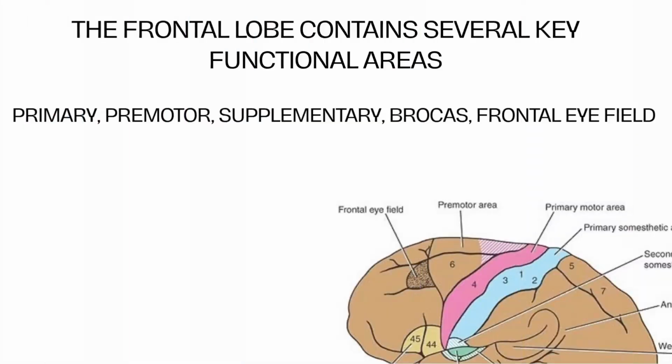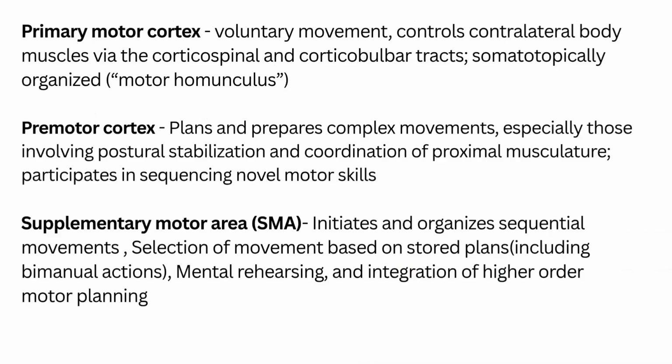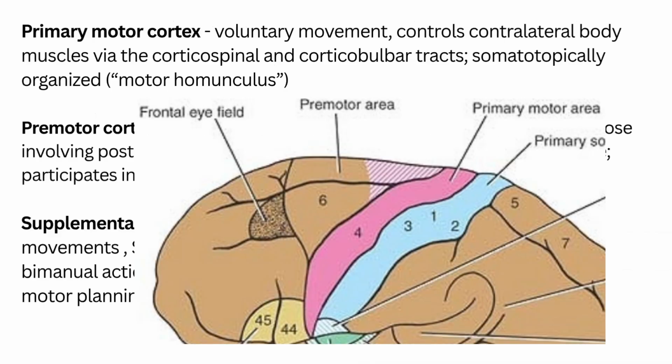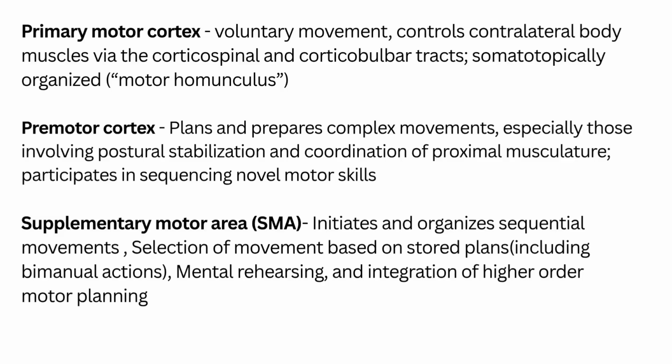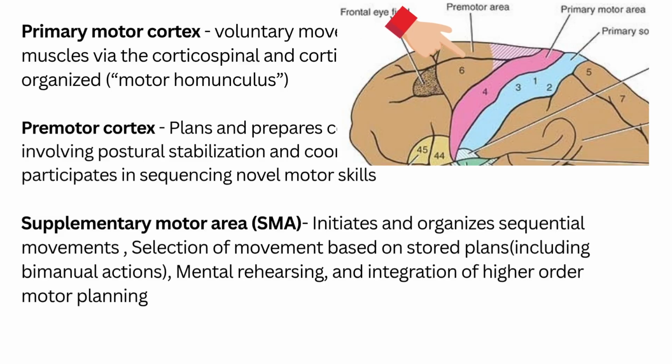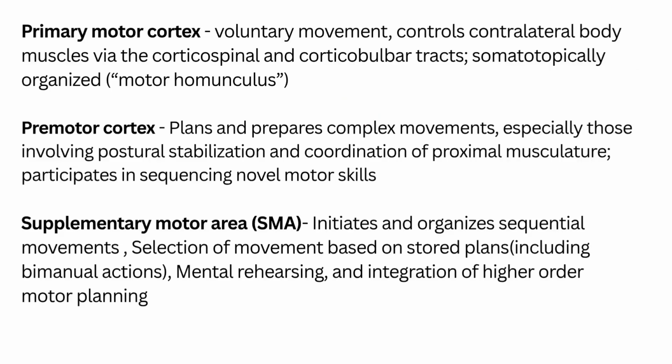The frontal lobe also contains several key functional areas. They are the primary motor area, premotor area, supplementary motor area, Broca's area, and frontal eye field. The primary motor area is the place where all the movements are produced to control the opposite side of the body. The body parts are somatotopically organized in the primary motor area, which is called the motor homunculus. The next one is the premotor area, which helps in planning and preparing complex movement like postural stabilization and proximal joint control.